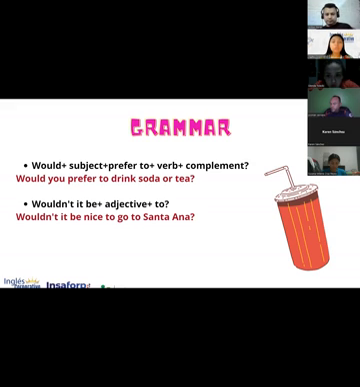Would you prefer to wear shorts or jeans? Okay, rest. Very good. Would you prefer to drive a car or ride a motorcycle? The verbs, Blanca. Would you prefer to celebrate your birthday with a party or to receive or get money? Wouldn't it be funny to go to the party? Yes, very good. Excellent.